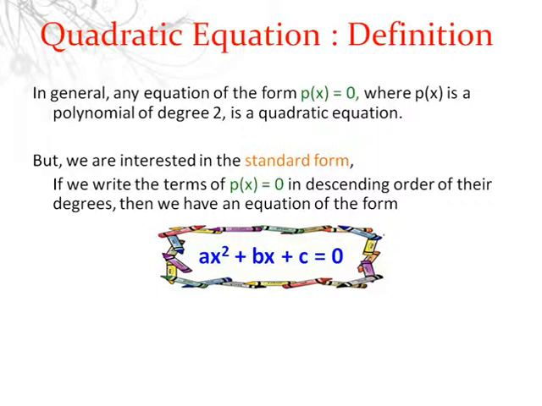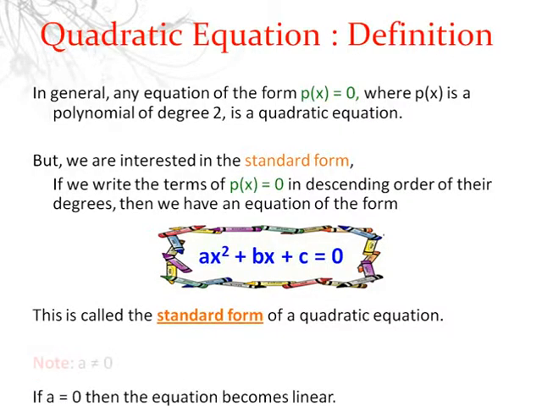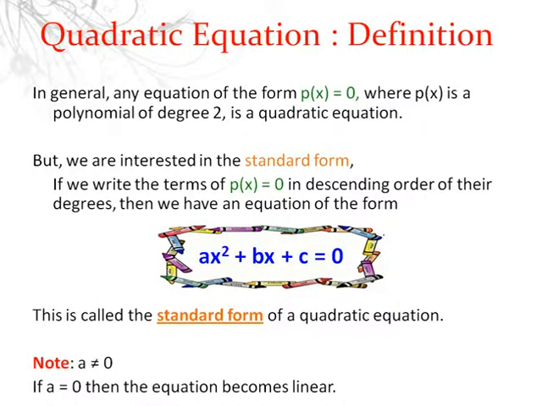The leftmost term ax² has a degree 2. The second term bx has a degree 1, while c has a degree of x equal to 0. So this equation is the standard form of a quadratic equation. Note that in the equation a should not be equal to 0. If a is equal to 0, then the equation becomes linear and no longer remains quadratic.